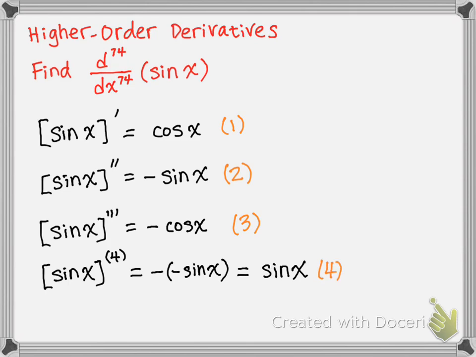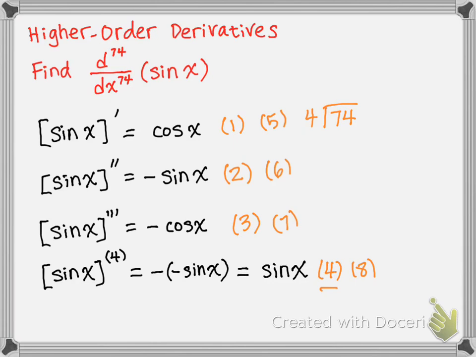So the fifth derivative will be just a derivative of sine of x, which will be cosine of x. So 5, 6, 7, 8th derivative, and so on. So you notice every time it's a multiple of 4, you get the function back. So let's do 74 divided by 4. What do we get?